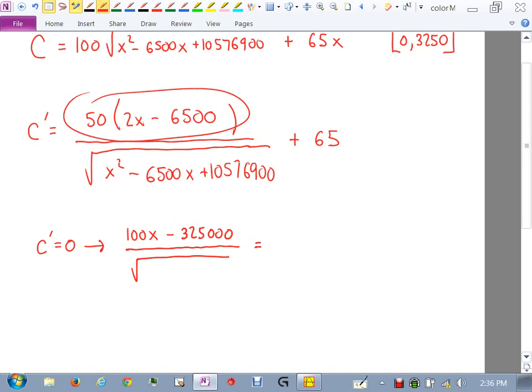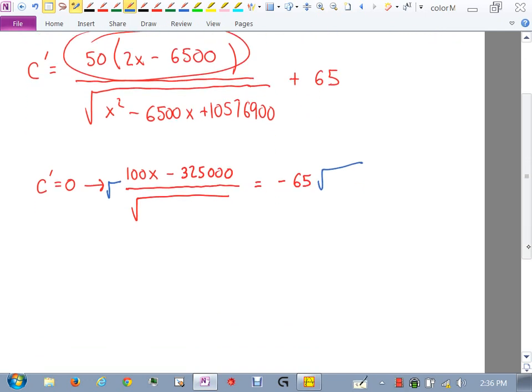So would you mind if I just take that 65 to the other side and make it negative 65? Is that all right? That was supposed to be plus 65 equals 0, so I moved that 65 over. Now I'm going to multiply both sides of the equation by the root stuff. When I do that, the roots on the left cancel, which leaves me with the 100x minus 325,000 equals negative 65 root of all that stuff. Are y'all still there?